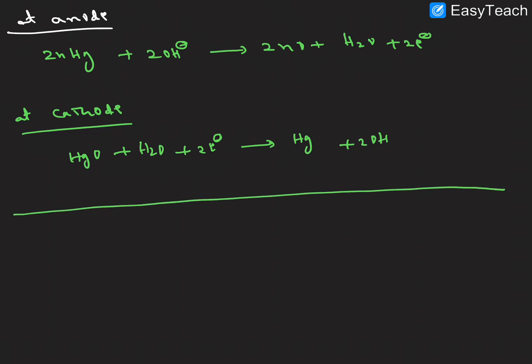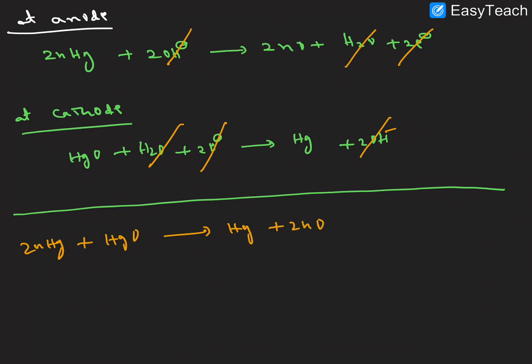So what is the overall reaction here? The H2O and H2O cancel, the 2 electrons are cancelled, and the OH minus is cancelled. So what are the reactants here? Zinc amalgam plus zinc oxide gives zinc plus zinc oxide. I hope it is clear.